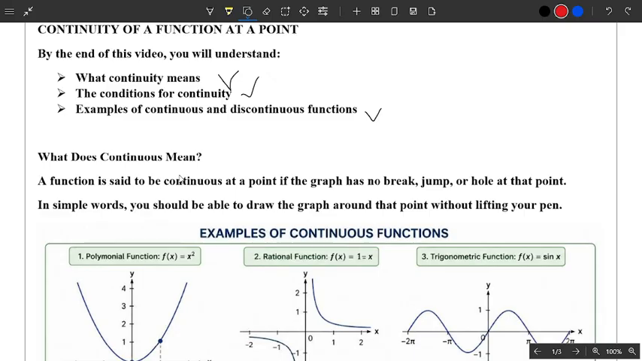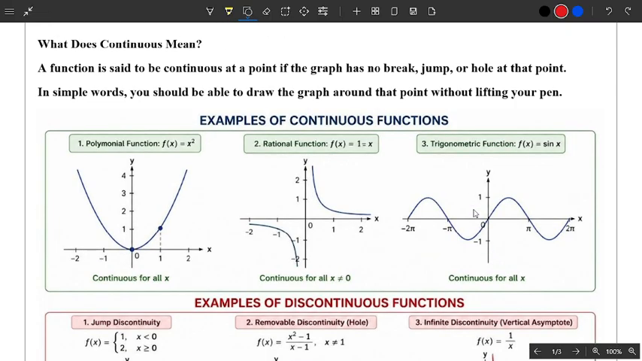Now, when we say continuous, what does it mean? A function is said to be continuous at a point if the graph has no breaks, no jump or hole at that point. So in simple words, you should be able to draw the graph around that point without lifting your pen. So when it's continuous, you can draw it smoothly without lifting your pen.